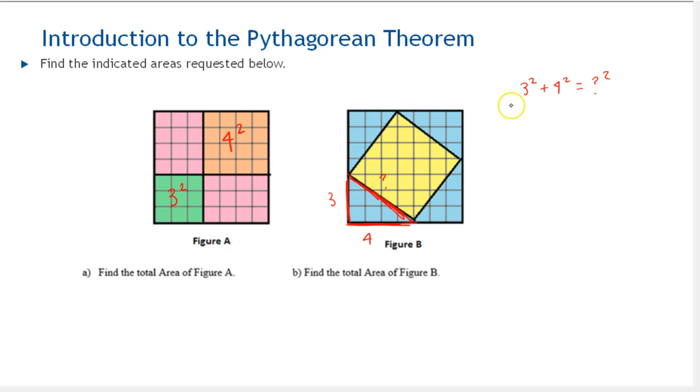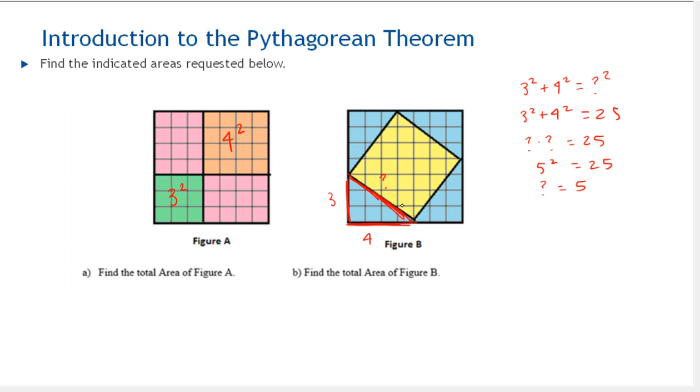Okay, so 3 squared plus 4 squared was 25. So that's 9 plus 16. And then we said to find the length of the side of the square, we would find what number times itself equals 25. And we said that 5 squared is 25. So the side length of the square was 5.